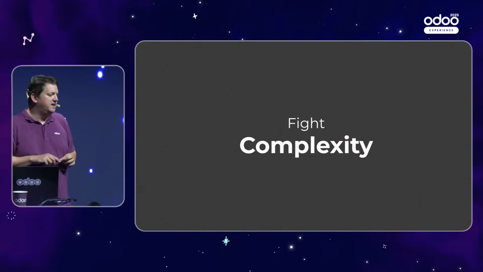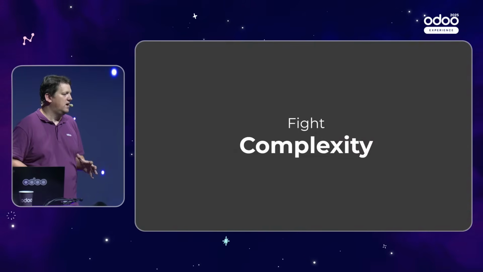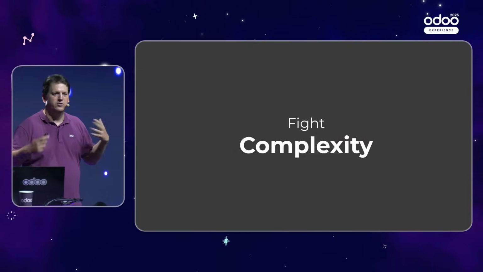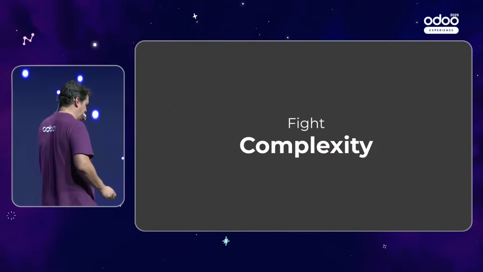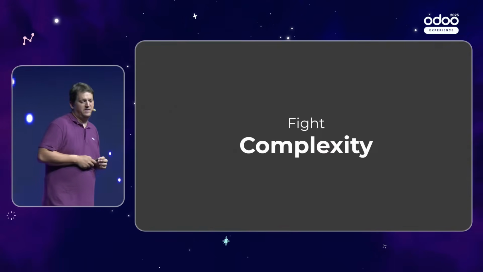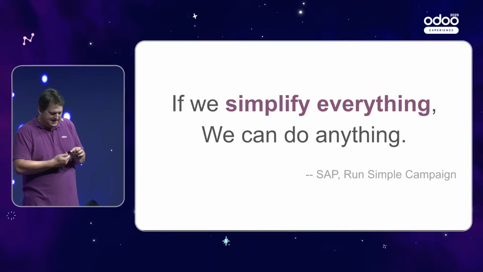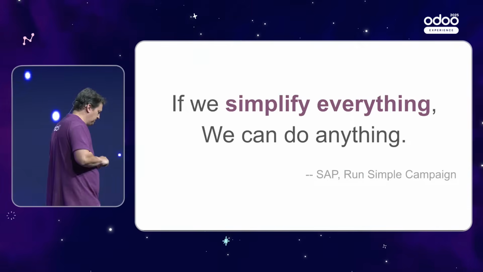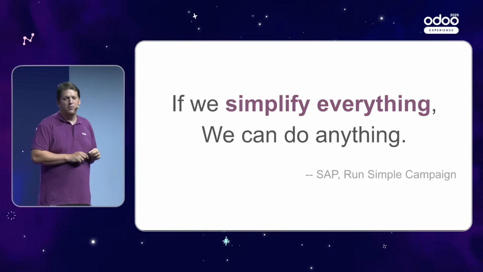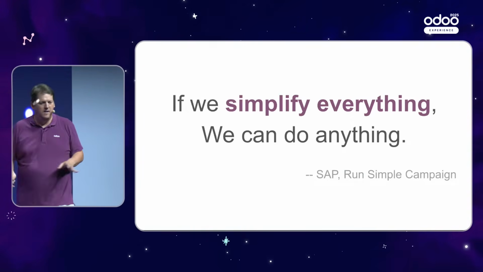I've said simplicity is key. We have to fight complexity. For me, companies are like software. You have to refactor your company continuously, kill process, stop decisions, stop doing some reporting, because people have a tendency to make things even more complex and complex over time. And I like this quote, especially because it comes from the ex-CEO of SAP. If we simplify everything, we can do anything. And I think he's right. They probably don't understand what they said, but they're right.